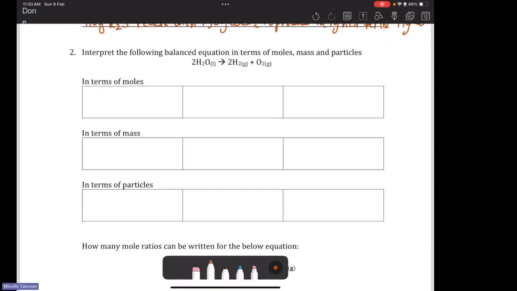Again, another equation, I need to interpret it in terms of moles, mass, particle.